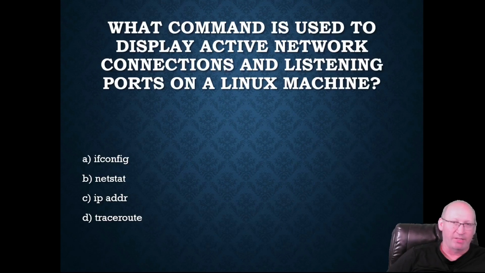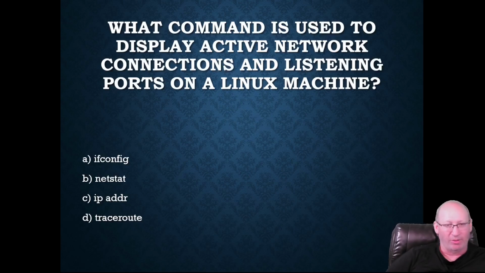All right, let's answer this. What command is used to display active network connections on listening ports on a Linux machine? Well, ifconfig will give us the internet protocol configuration. It'll tell us everything about it. It'll give us MAC addresses. It'll tell us that loopback address. It'll even tell us our current IP address of what we're operating on currently. But it will not give us current network connections. That is not something it will do.